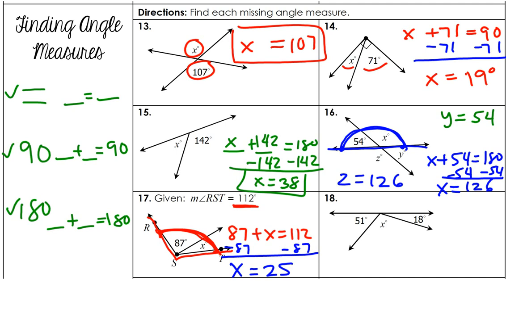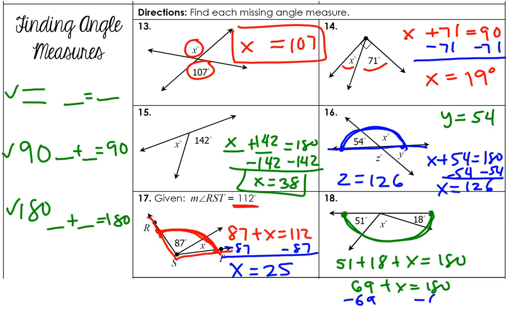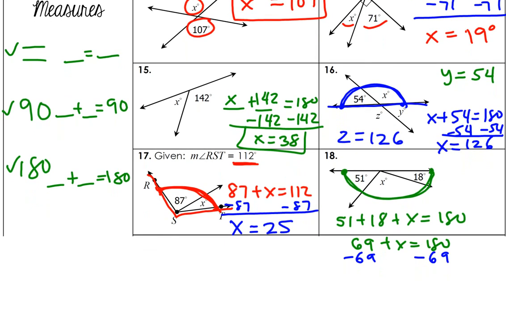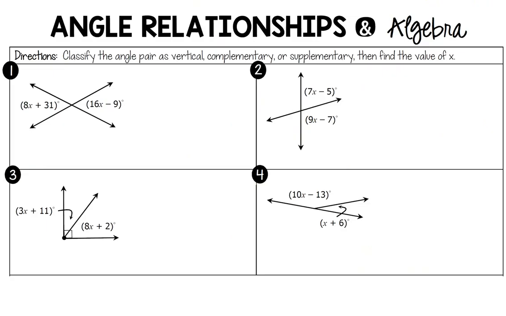Alright, last one. Looks like I've got 3 angles here. But when I start and finish, they're all along the same line. So 51 plus 18 plus x is equal to 180. So 51 plus 18 is 69 plus x equals 180. Subtract these from both sides. 111. So x is 111 degrees. Are you starting to get the hang of it? Alright, let's try a few more.